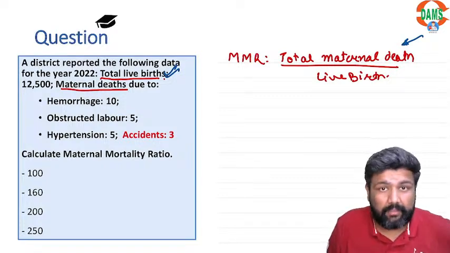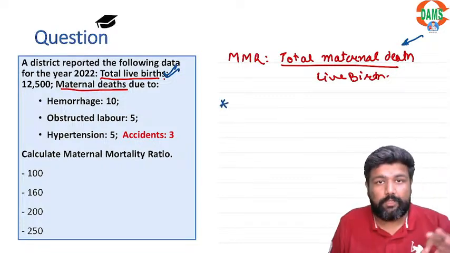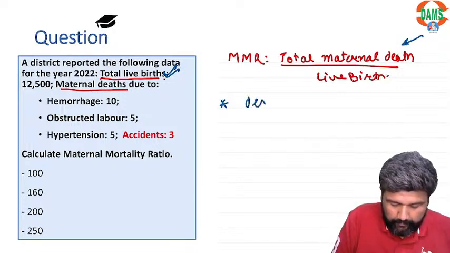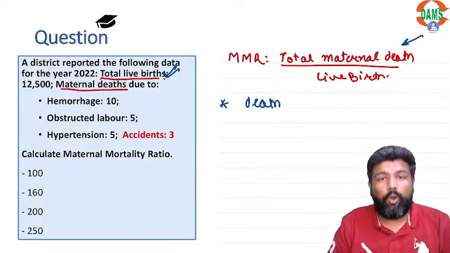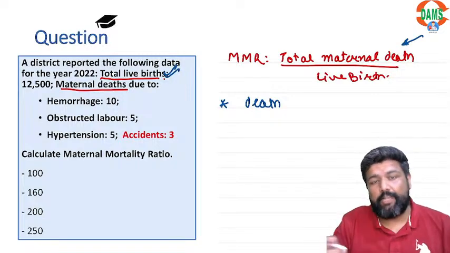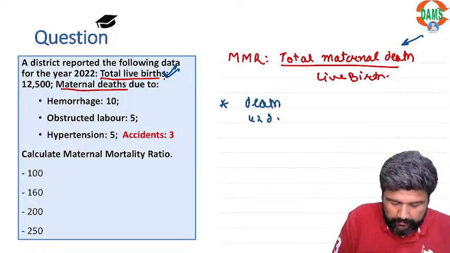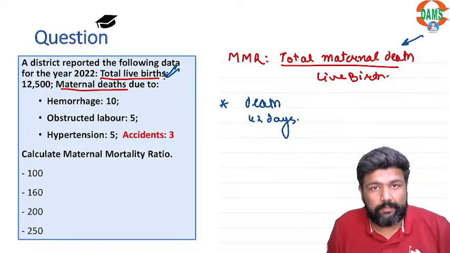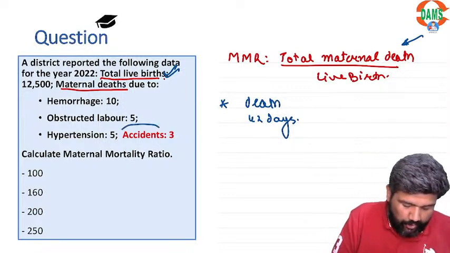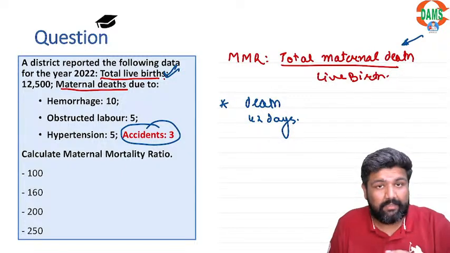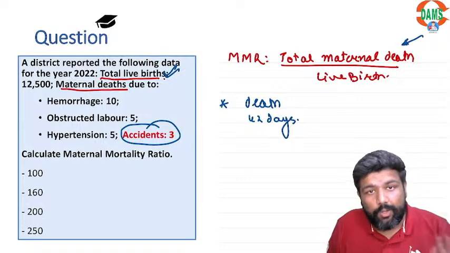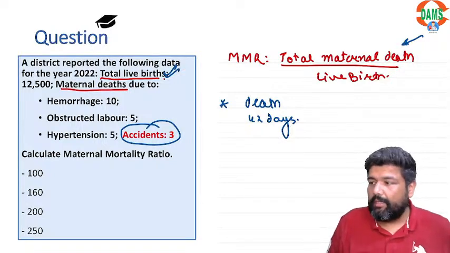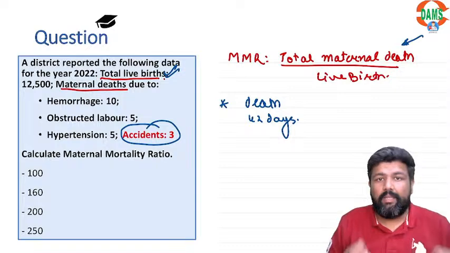What is a maternal death? Guys, this is a point to focus on. Maternal death is death of a pregnant woman during pregnancy or during childbirth or after childbirth up to 42 days. But accidents are not included. Any accidental death during pregnancy or in the postpartum period is not considered as maternal death.